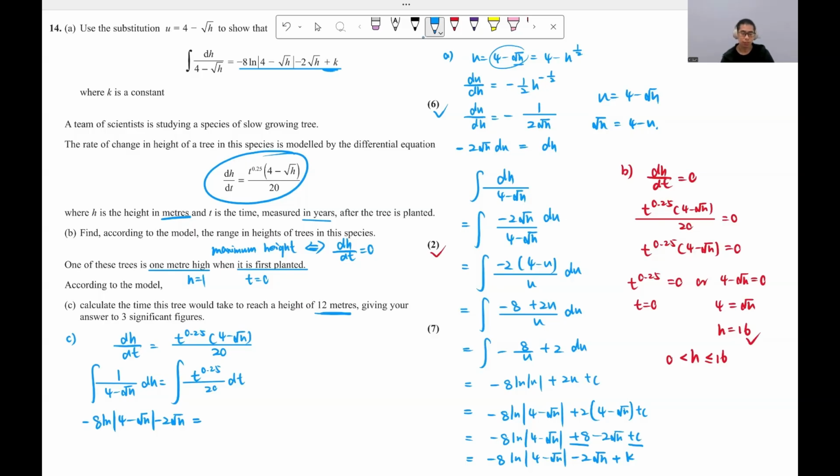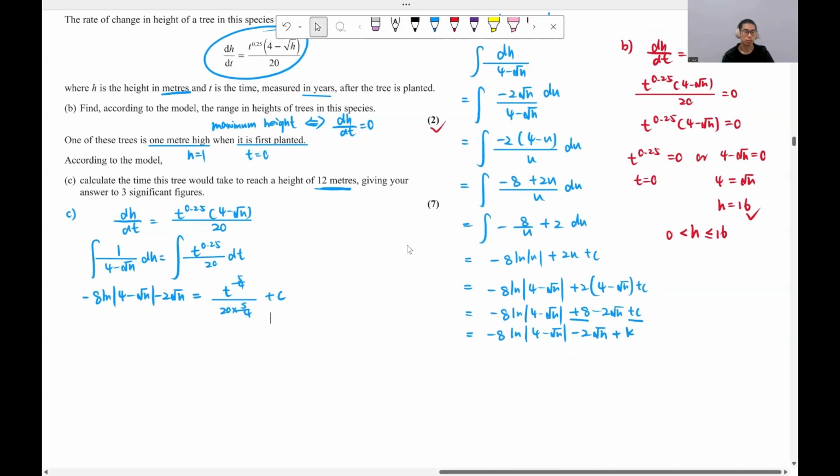Then to integrate the right-hand side, that's just something to the power of something, so just add 1 to the power. 0.25 is just 1/4, so if we add 1, that leaves us 5/4. And then divide by 5/4. So 20 times 5/4 here, and then plus c at the end. Simplify this, and that will give us negative 8 ln of (4 minus root h) minus 2 root h equal to t to the power 5/4 divided by 20 times 5/4, that's just 25, plus c.